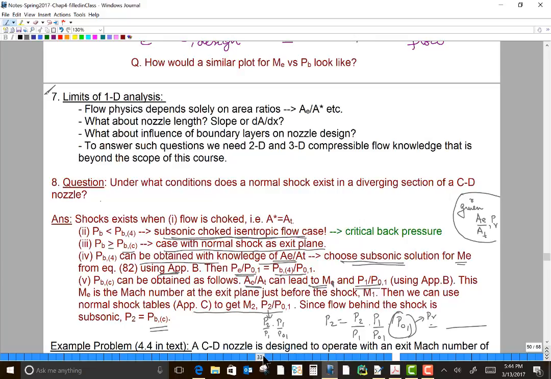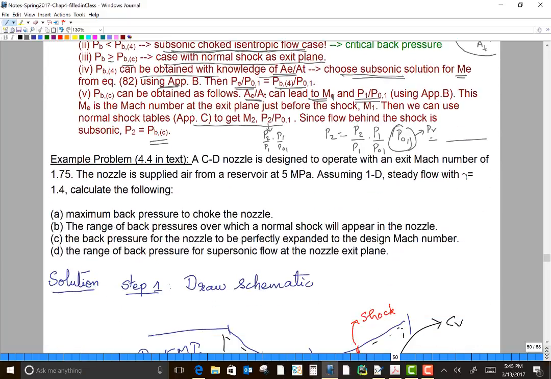So here's an example problem, which is Example 4.4 in your textbook, and I'm going to go over this problem. It's quite simple. It's a converging diverging nozzle that is designed to operate at an exit Mach number of 1.75. The nozzle is supplied air from a reservoir at 5 megapascal. Assuming 1D steady flow with gamma equals 1.4, calculate the following. First, the maximum back pressure to choke the nozzle, what is that? That's your PB4, which is PB critical.